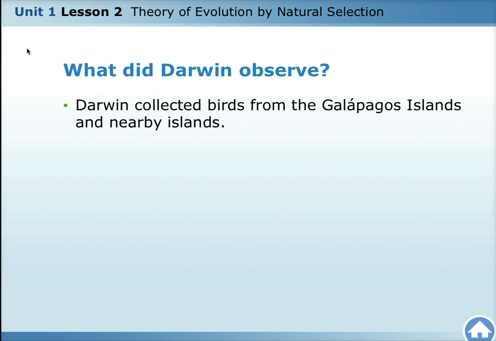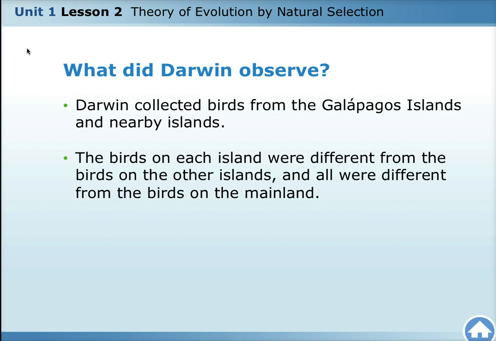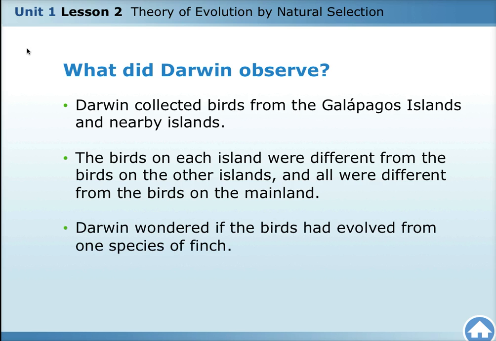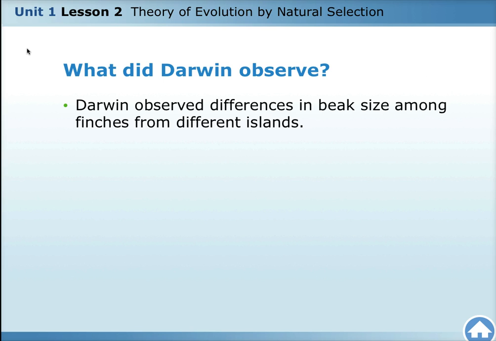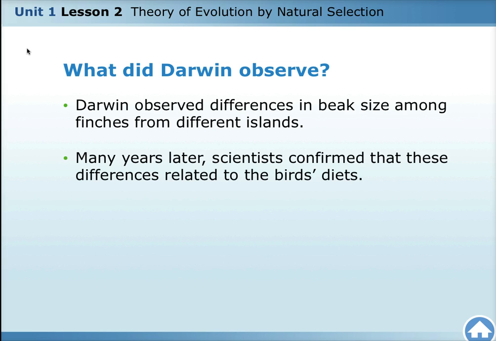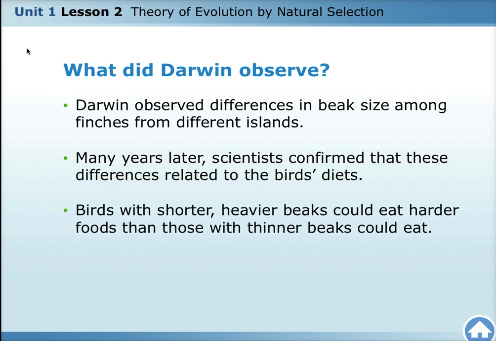Darwin collected birds from the Galapagos Islands and nearby islands. The birds on each island were different from the birds on the other islands, and all were different from the birds on the mainland. Darwin wondered if the birds had evolved from one species of finch. Darwin observed differences in beak size among finches from different islands. Many years later, scientists confirmed that these differences related to the birds' diet. If you would like visuals of these birds' beaks, you can look on page 17. Birds with shorter, heavier beaks could eat harder foods than those with thinner beaks could eat.